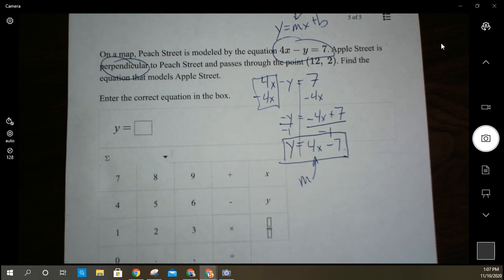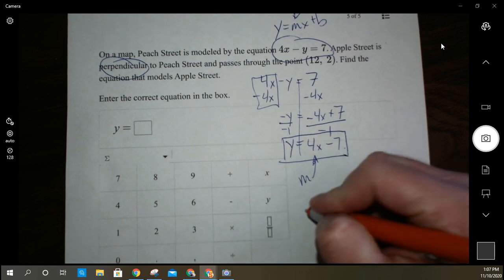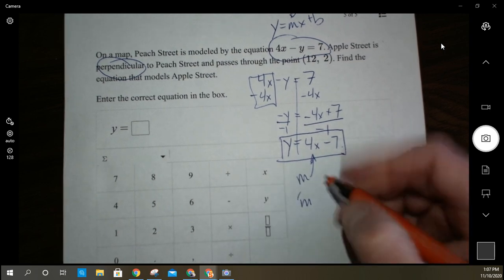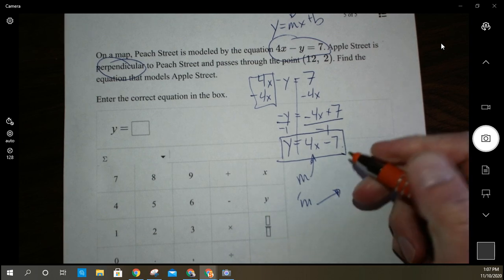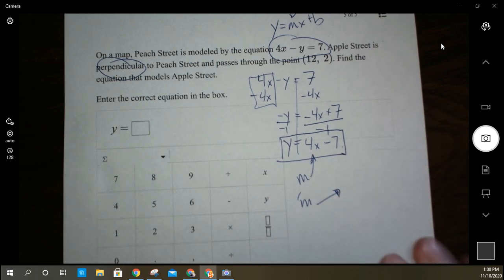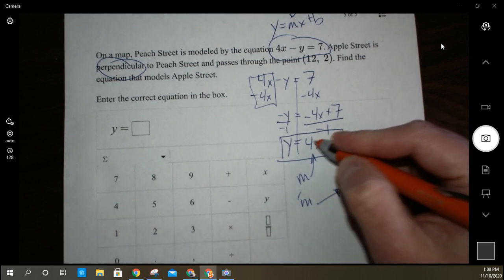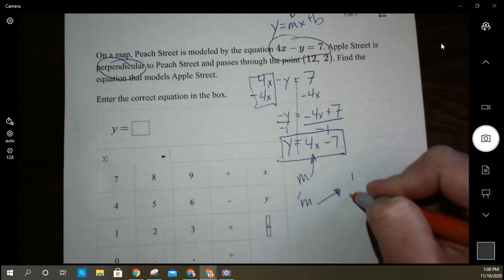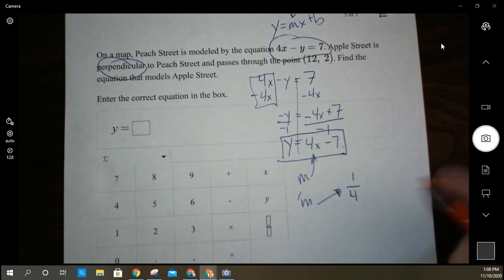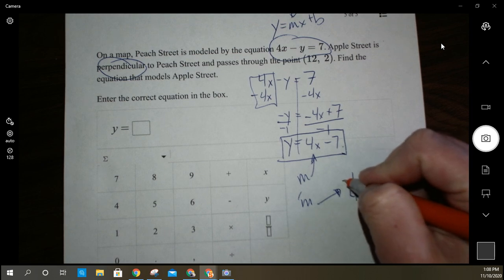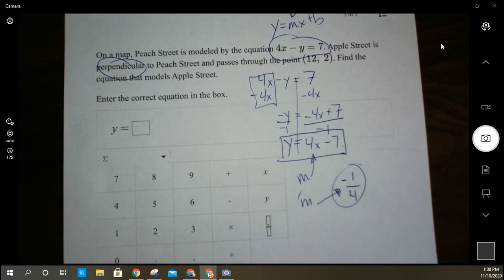So in order to do that, I need to take the slope and I need to make my new slope here, and that will be a reciprocal. So I need to flip it over from how it is right now. So instead of 4, it'd be a reciprocal, which would be 1/4, flipping it around. And then I also need to negate it. So negative 1/4 will be my new slope.